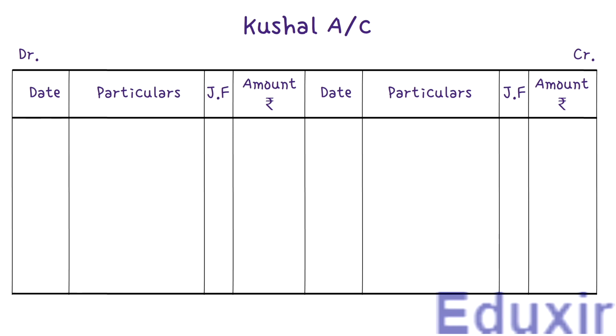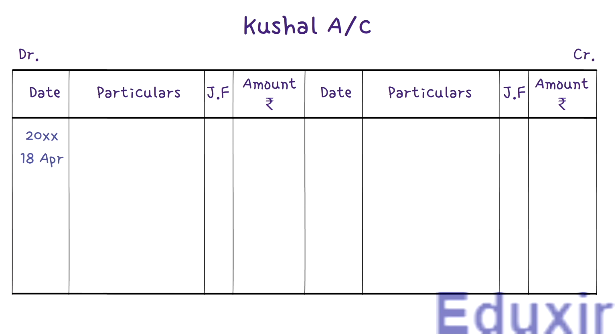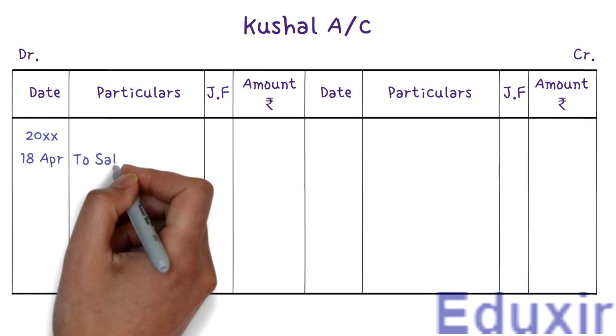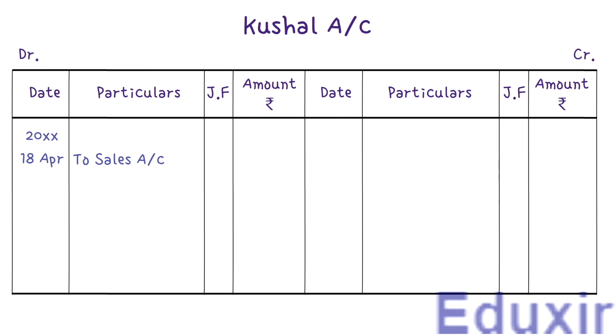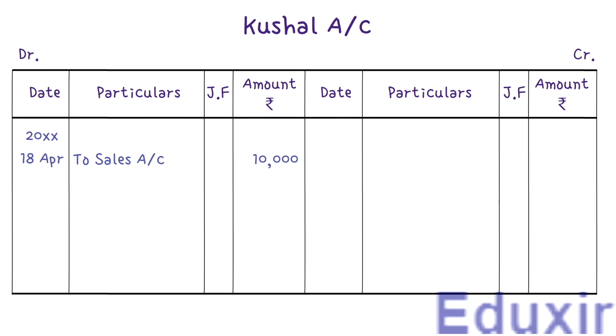As this is the first entry on the debit side, let us first write the year in the date column and then let us write the date. We need to write to sales account into the particulars column. Let us then write the debit amount of 10,000 rupees in the amount column. That completes the posting of this journal entry into Kushal account. Let us now take up the next entry.